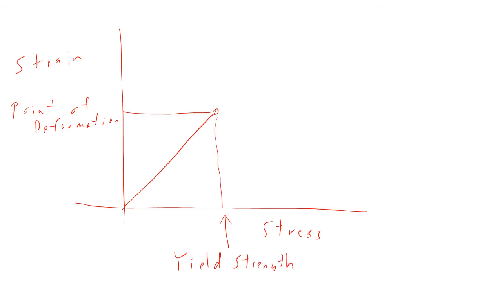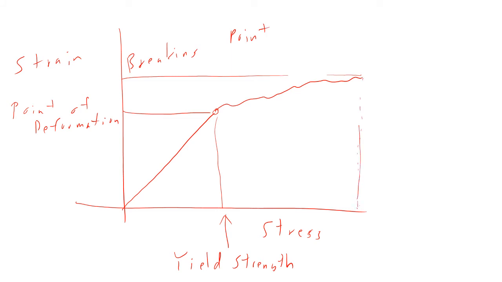Now, once you reach that point, a little bit more stress tends to make massive strain, and it becomes nonlinear in a sense. And at some point, you reach the breaking point, and it actually breaks. The stress that creates the breaking point we call the ultimate strength.